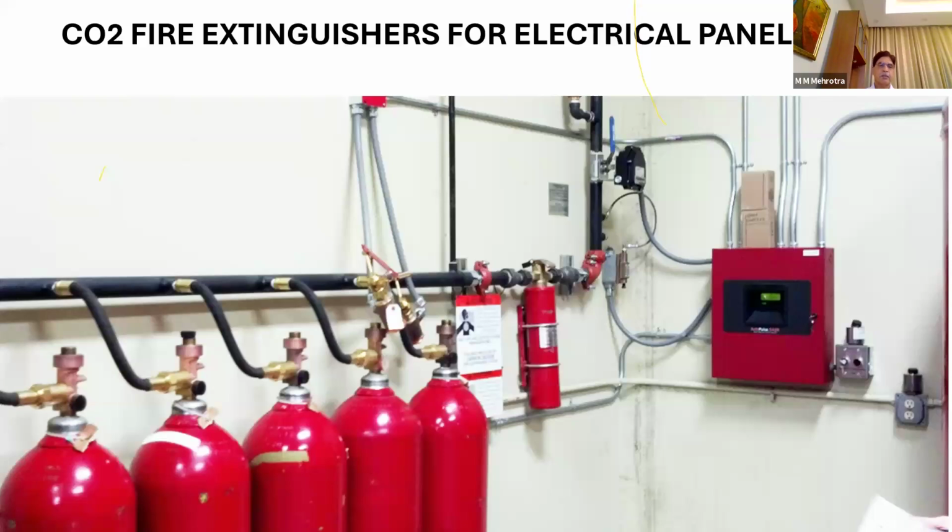Now, suppose there is a substation. It cannot fight fire with a small extinguisher like that. So there will be a manifold like this. Earlier, halon gas was being used, which was fighting fire in an electrical substation. But now that halon gas, being CFC, has been banned, different kinds of gases have come.